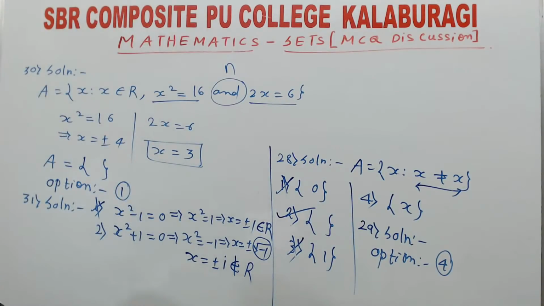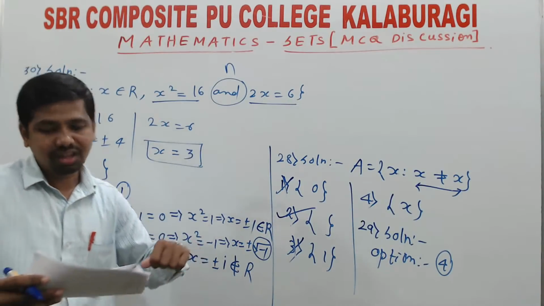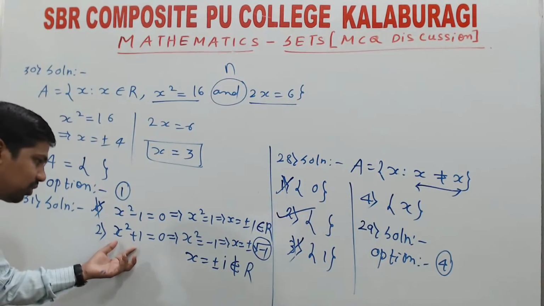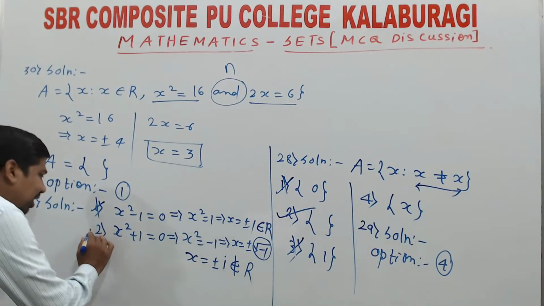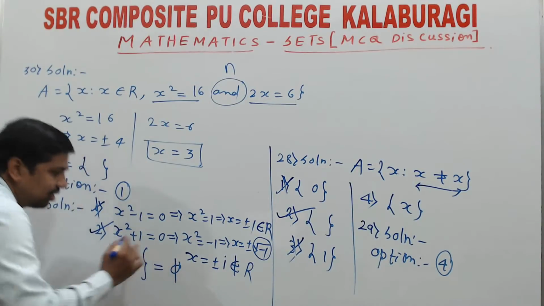This means there are no elements which satisfy the equation x square plus 1 equal to 0. Only the imaginary numbers satisfy this equation. No such real numbers are there. But he has given that x is a real number. There is no real number which satisfies x square plus 1 equal to 0. So I can tell this represents an empty set or a null set.